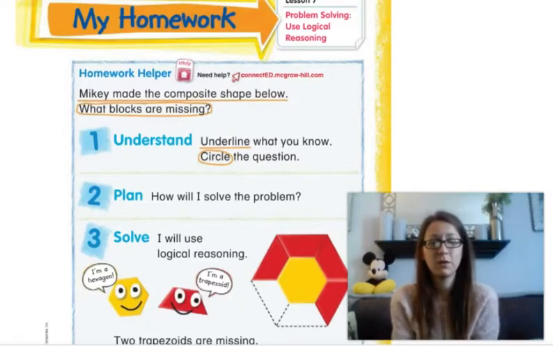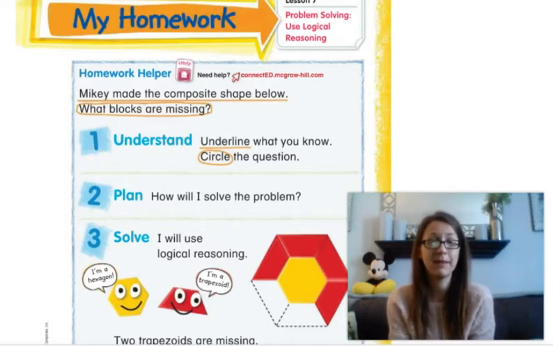For extra practice, you could do the My Homework page, page 677 and 678 in your math workbook. Remember, you can go back and replay this video if you need to. Remember, you can pause it if you need more time to work. And if you have any questions, you can have your parents send me an email.